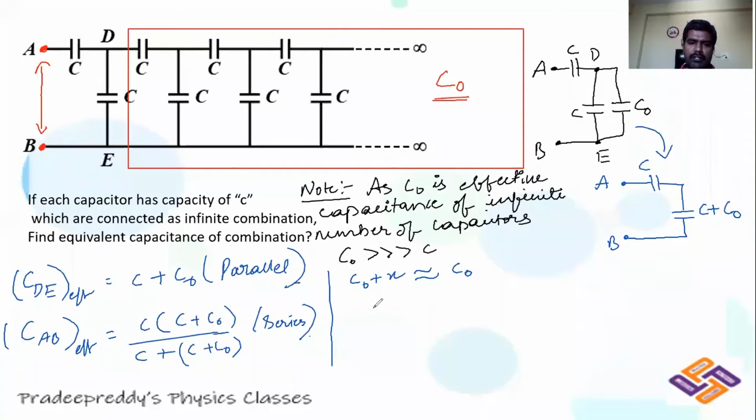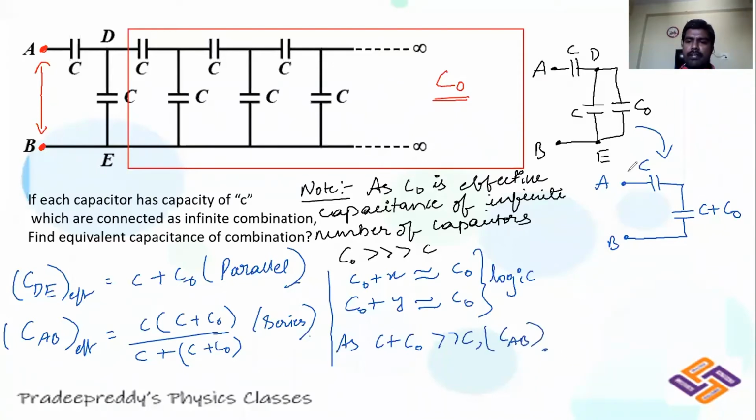Similarly, C naught is a very large value. If you are adding one small capacitor, some Y, it will still be approximately equal to C naught. Okay, this is the logic you need to use in this problem also. So as C plus C naught is a very large value, as C plus C naught is greater than C, CAB effective, that means if you are finding the effective capacitance of this total, should be equal to C naught. Okay, this is approximately equal to C naught, right? So I'll use that concept now.